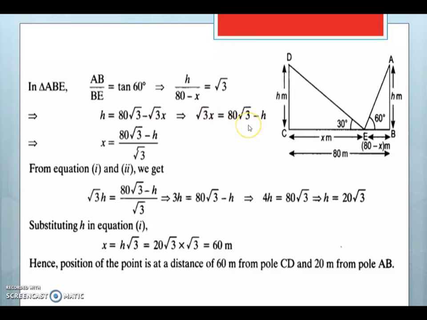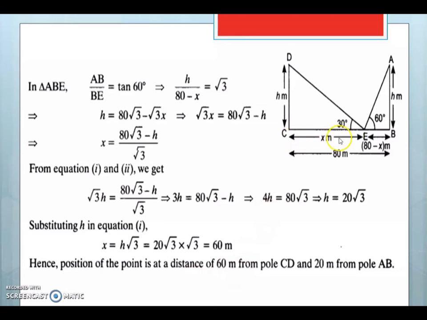So either you can use substitution method, that will be better here. Find the value of x in terms of h and substitute in the next equation. So that is what has been done here. From here I have found the value of x. That is coming as this. This value of x I have substituted in the previous equation. And solving both, h will come as 20 root 3 and x will come as 60 meters.